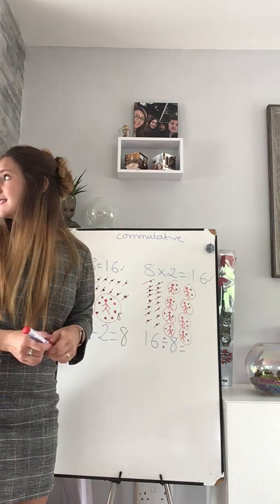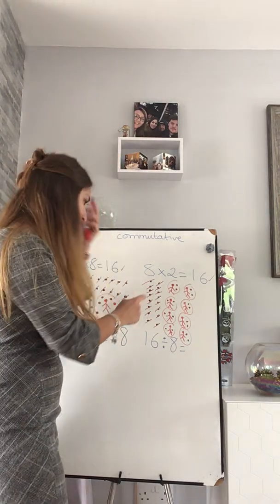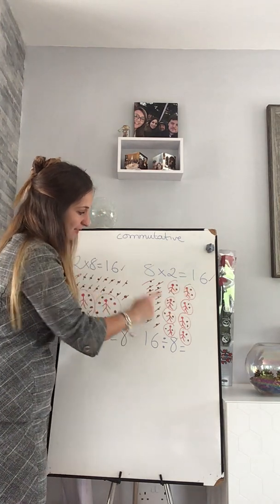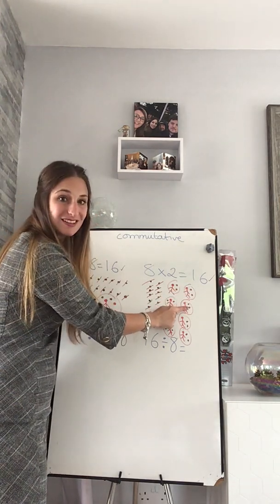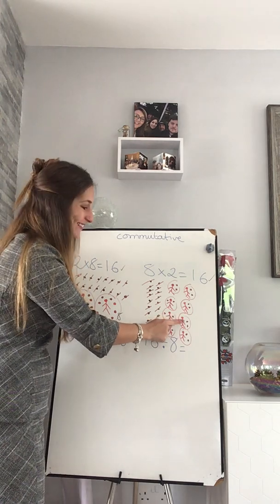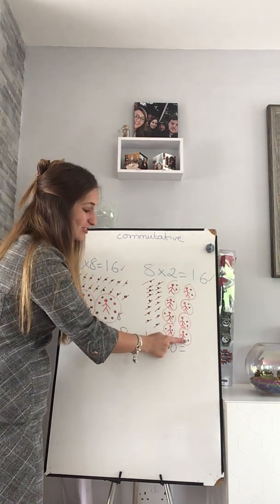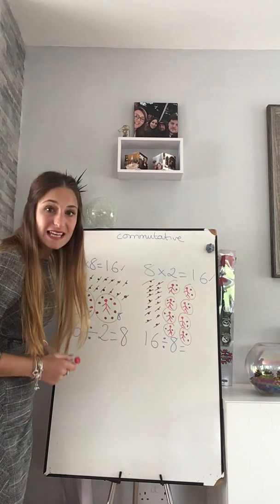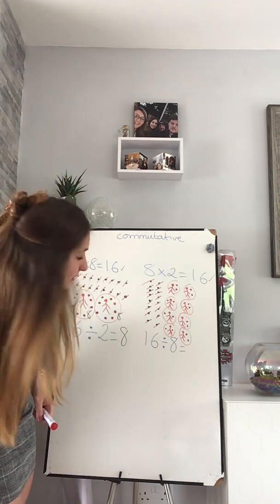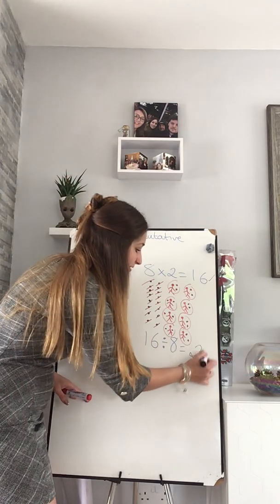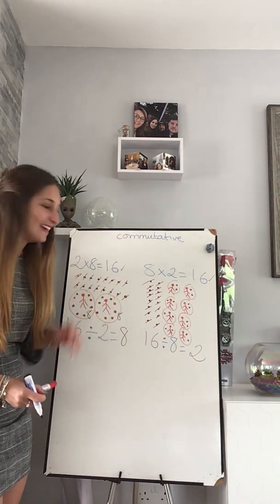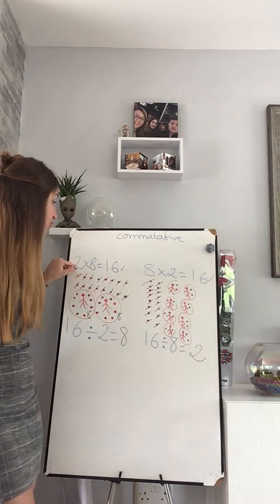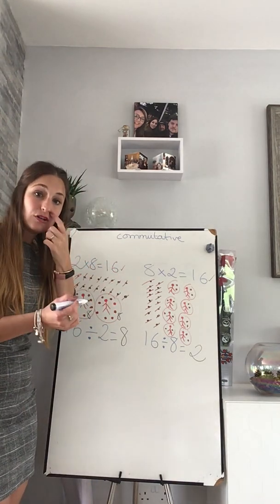How many will each of them get? Let's see. 1, 2. 1, 2. 1, 2. And so on, until all are shared. So how many did each of them get? They got 2 each, didn't they?